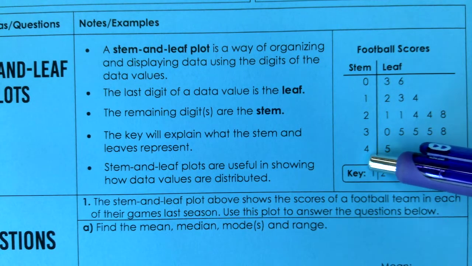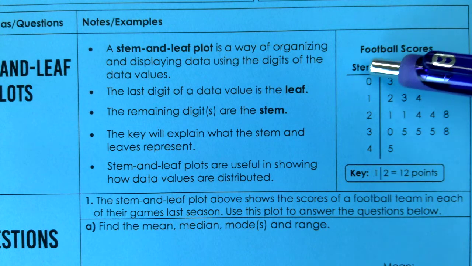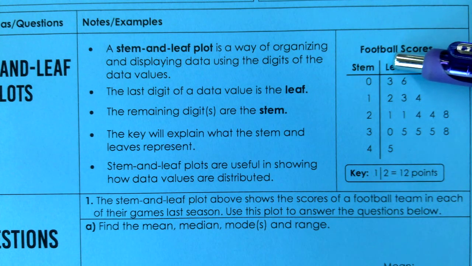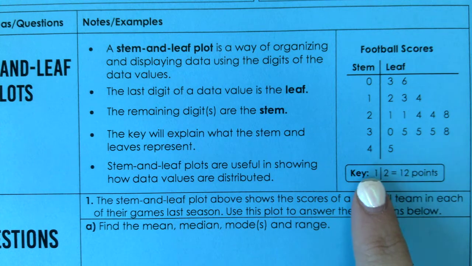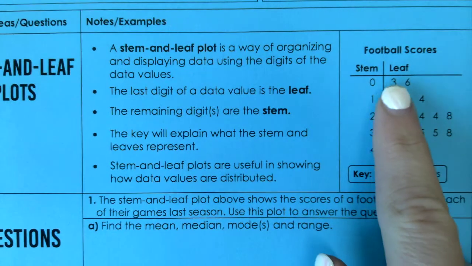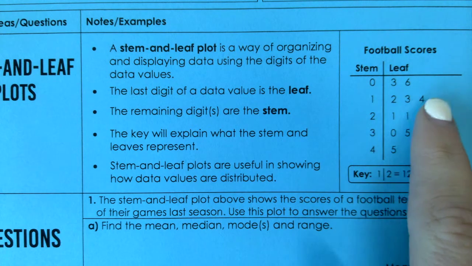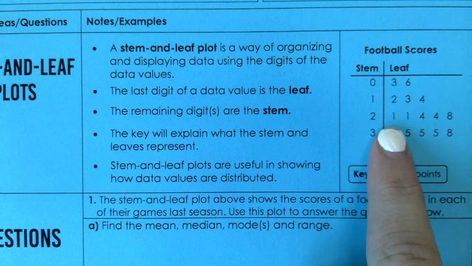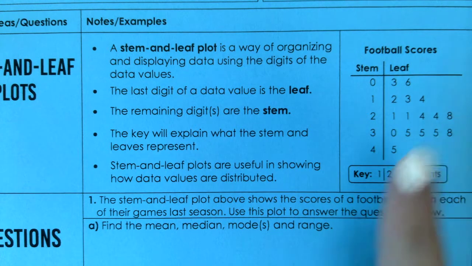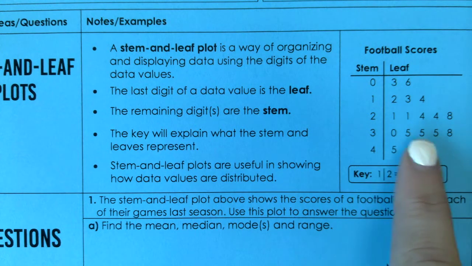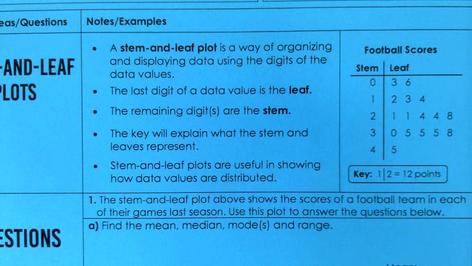So my key here for 1, 2, it equals 12 points. So I have football scores. Their stems are 0, and their leaf was 3 and 6. So that means they had 0 points, and they had 3 total, or 6 total. This would be 12. That would be 13. That would be 14. 21, 21, 24, 24, 28. 30, 35, 35, 35, 38. And then 45. Does that make sense how to read them?